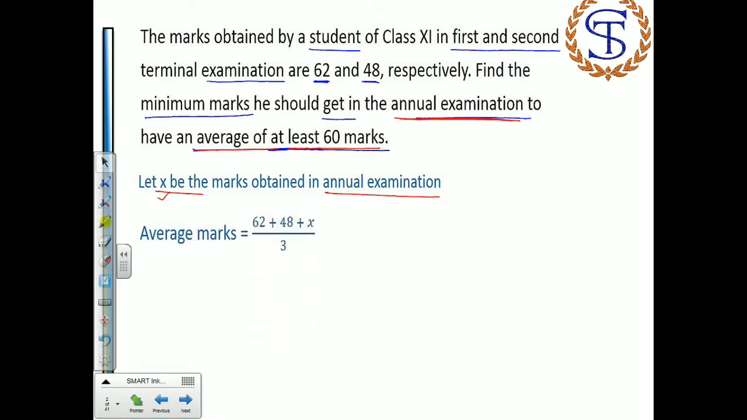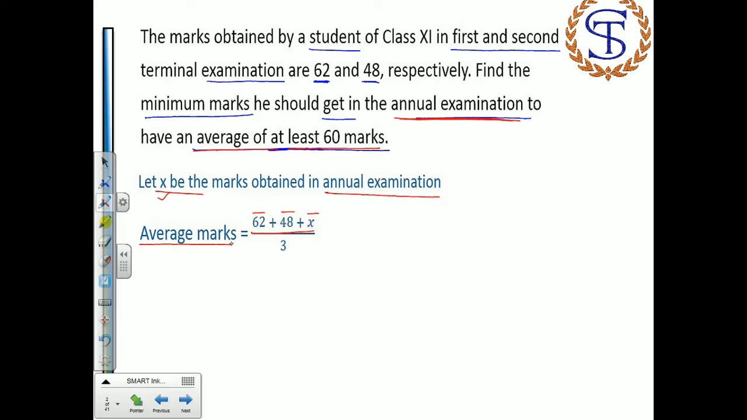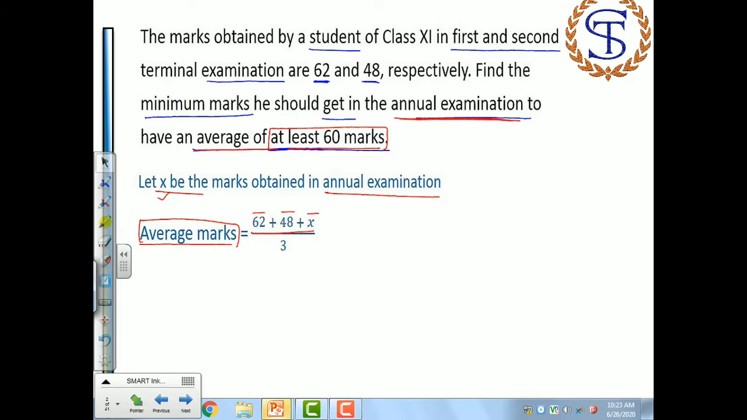So how can we find the average? Here we have three examinations: 62 in the first exam, 48 in the second exam, and let X be the third exam. If we divide the sum of these three by 3, we will get the average marks. But according to the question, this average is at least 60.